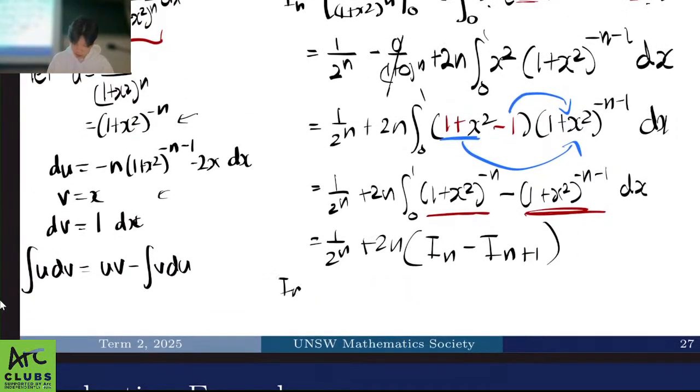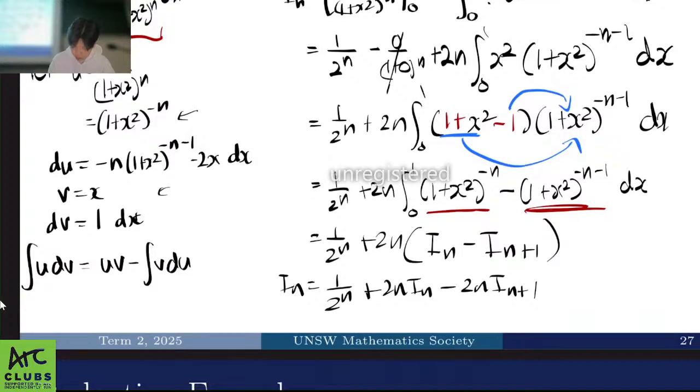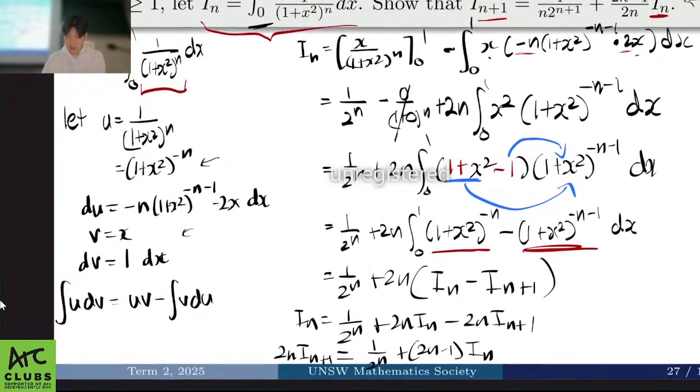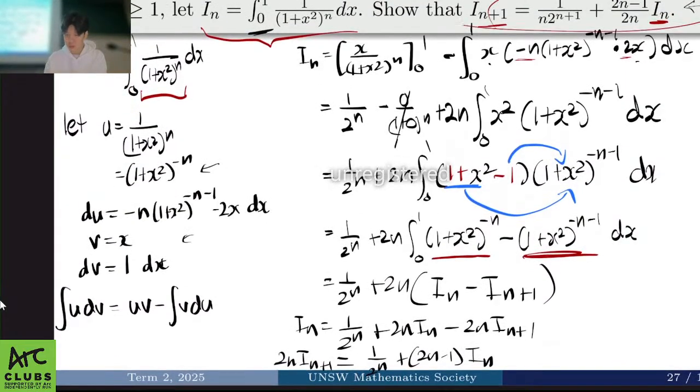So I_n is going to be 1 over 2^n plus 2n I_n minus 2n I_n plus 1. Rearranging, that's 2n I_{n+1} is going to be 1 over 2^n plus 2n minus 1 over I_n. And then finally dividing by 2n on both sides, we get what we want.